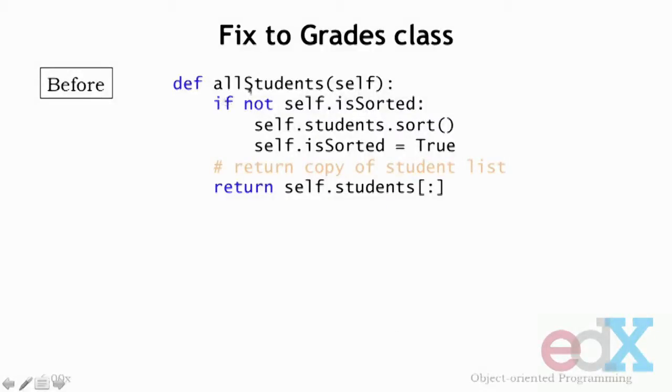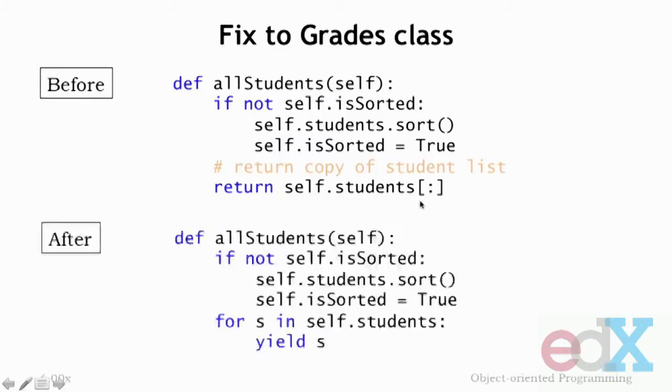So before, when we asked for a list of all the students, we actually made a copy of that list. If all we're going to do is support iterating through that list, asking for each element of the list in turn, we can replace this rather inefficient list copying operation with a for loop that yields the students one by one. So now all students, instead of returning a list, returns a generator, which we can also use inside of a for statement, as we just saw.